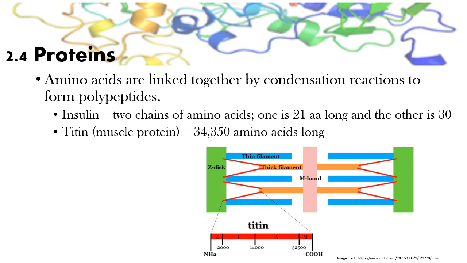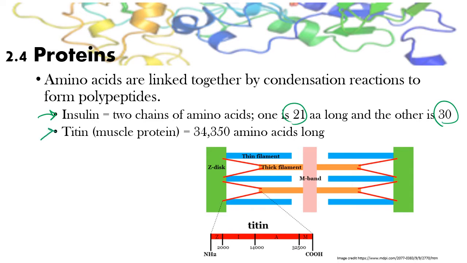So when we combine these amino acids into polypeptides, crazy long chains of amino acids, we get a variety of proteins, and some can be quite small and some can be very large. Insulin is an example of a fairly small polypeptide. It's composed of only 2 chains of amino acids. One is 21 amino acids long and the other is 30. So insulin altogether is only 51 amino acids.